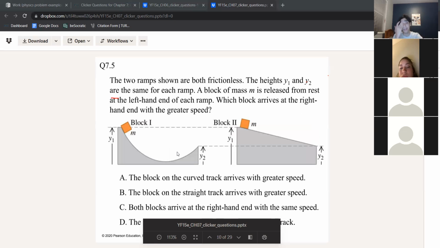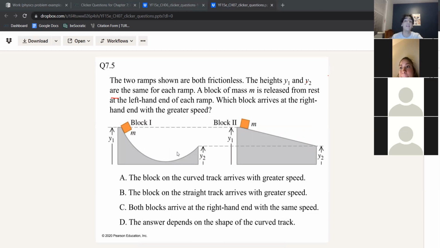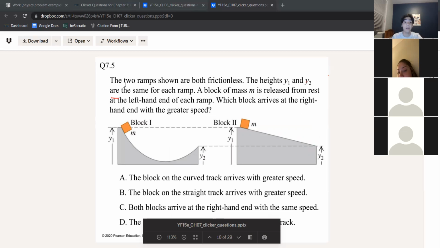Oh my God, what is this? All right, so I'll just read this one. This one looks scary.